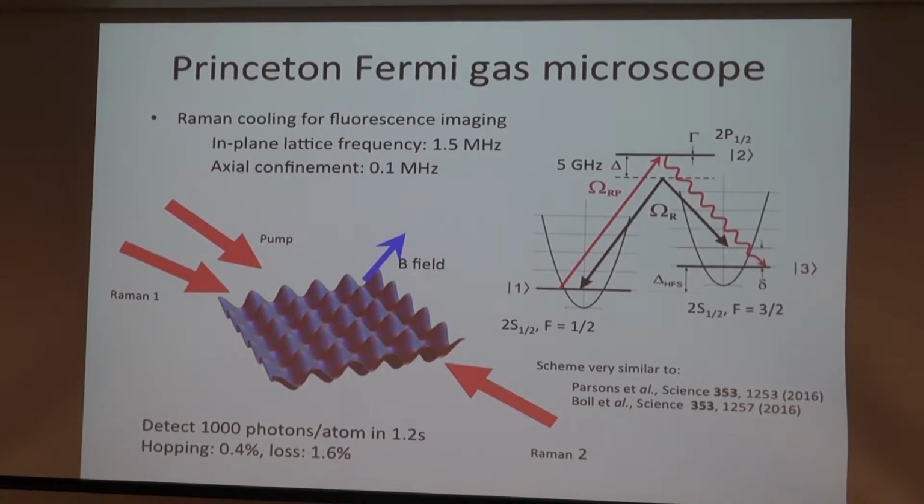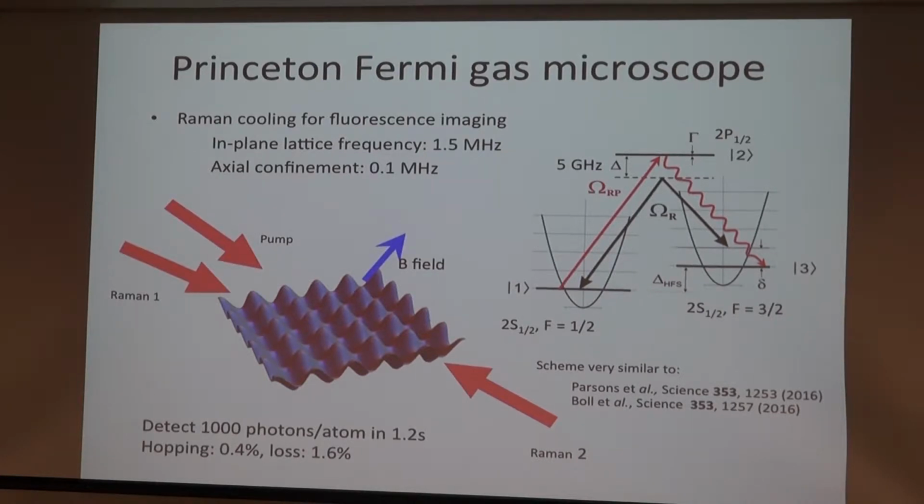At that point, we want to image the state. So we could just shine some resonant light on the system and then collect the fluorescence on a camera. But if we do that, we find that very quickly the atoms heat up and they would start to hop between the sites. So we would lose the spatial information. So instead, what we do is we illuminate the atoms with laser beams that are in a Raman cooling configuration.